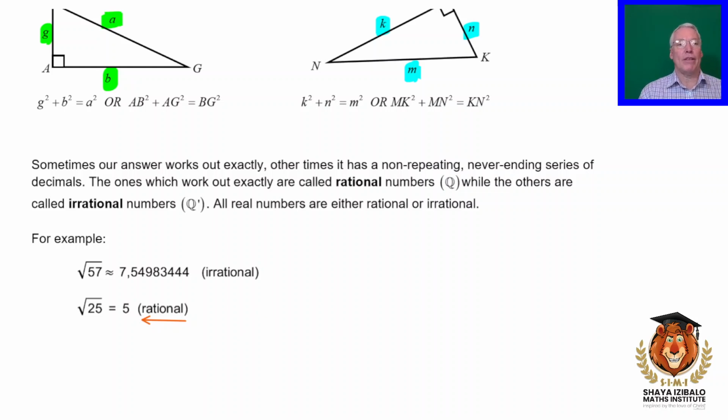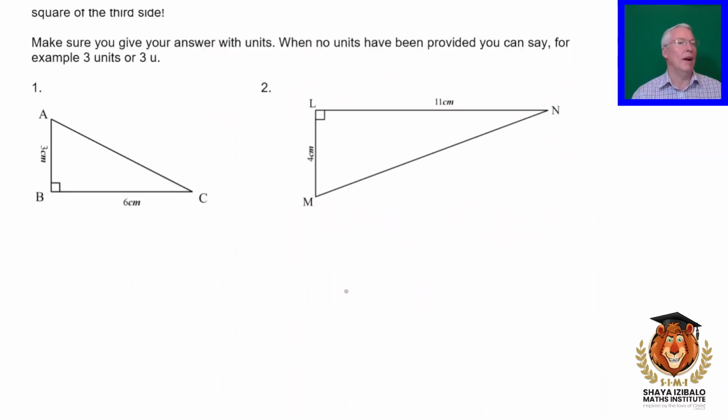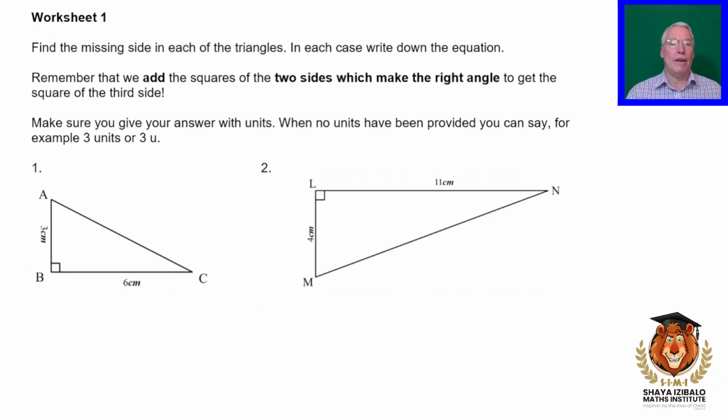When we get something like the square root of 57, this number never ends and never repeats, and it cannot be written as a ratio of two whole numbers. It's called an irrational number. But we would just round it off on our calculator. What we're going to do now is work out some missing sides. We're just going to finish these and then we're going to let you try some for homework.